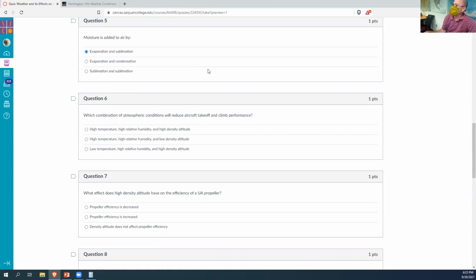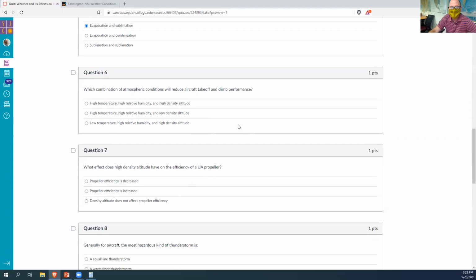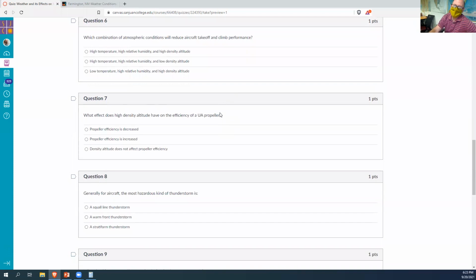Yeah, that's the only 2 ways we can get water vapor into the air, or water into the air. Anyhow, question 6. Which combination of atmospheric conditions will reduce aircraft takeoff and climb performance? High temperature, high relative humidity, high density altitude. High temperature, high relative humidity, and low density altitude. Low temperature, high relative humidity, and high density altitude.